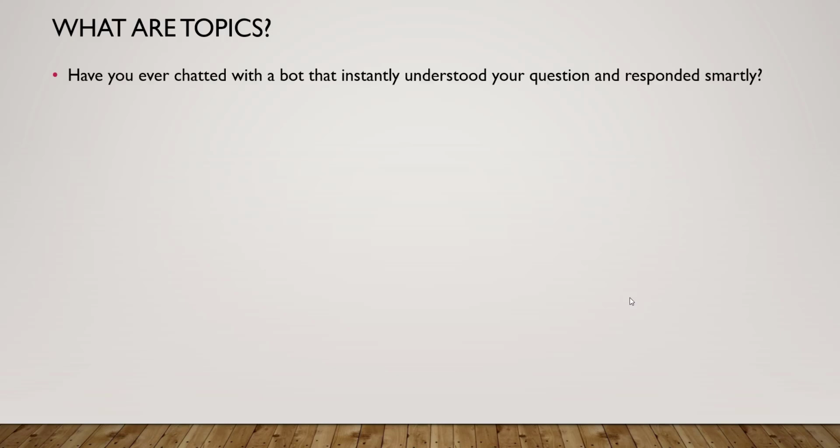To explain this, I will put a question to you: have you ever chatted with a bot that instantly understood your question and responded smartly? I am assuming that you must have chatted with some bots till now. Let's say you are trying to reset a password, or book a ticket, or find a holiday destination. So all these are different topics, but how does your bot understand and respond instantly? This is possible because of something called a topic in Copilot Studio.